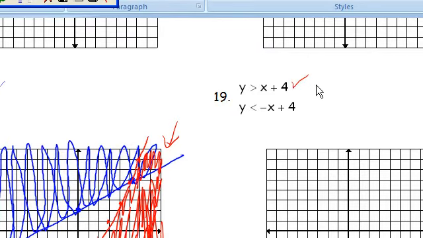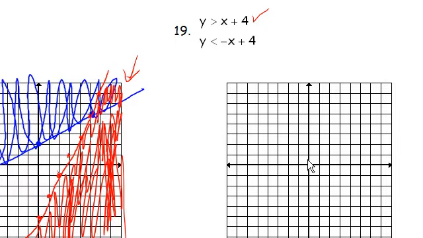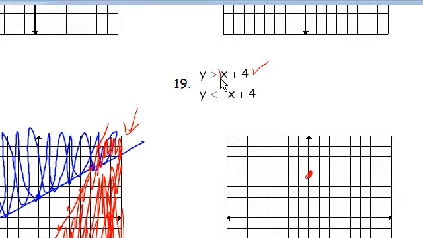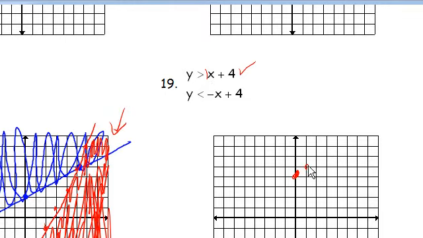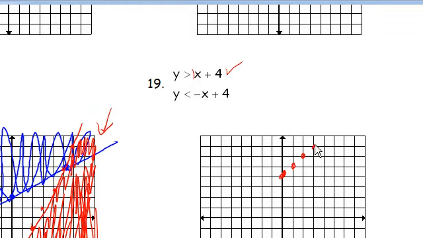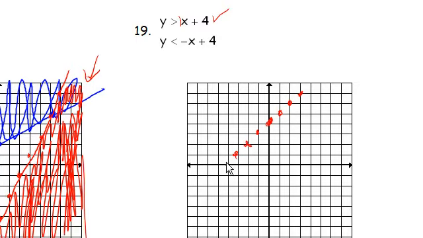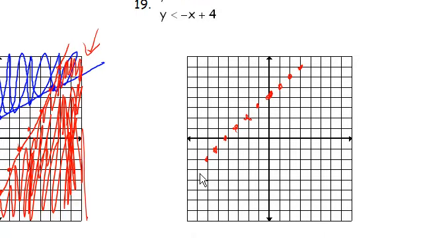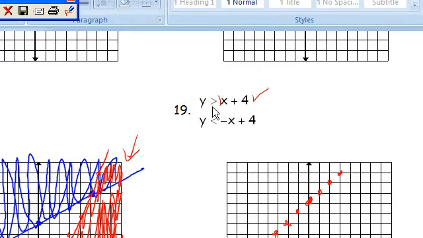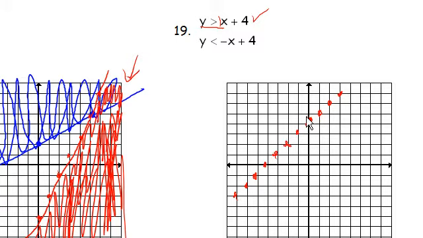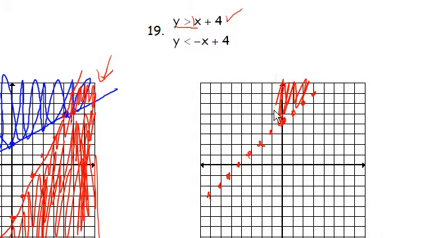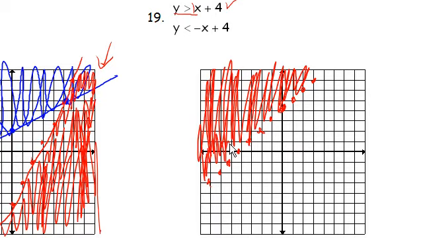Let's take a look at 19. I'll do this one in red. X plus 4, 1, 2, 3, 4. And we have our x here, so that means it's a slope of 1. So we go up 1, over 1, up 1, over 1, up 1, over 1. And this is a dotted line. So we keep this as just a nice little dotted line here. And we see this reads y is greater than x plus 4. So we shade everything above the line. Yes, so therapeutic. Shading is so soothing.